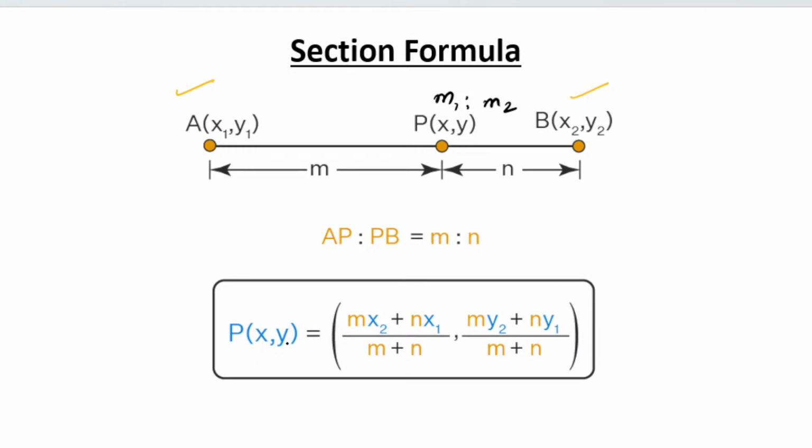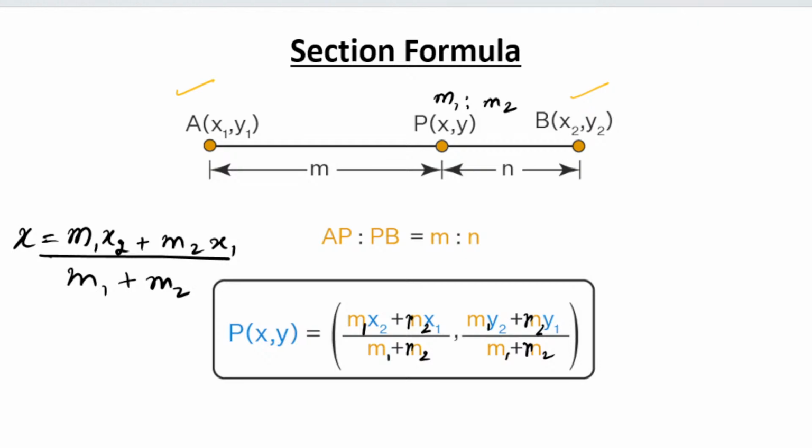So what is the section formula? The x coordinate we can find using the formula m1 x2 plus m2 x1 by m1 plus m2, and the y coordinate you can find using the formula m1 y2 plus m2 y1 by m1 plus m2. I'll just rewrite: x coordinate is m1 x2 plus m2 x1 by m1 plus m2, and y coordinate is m1 y2 plus m2 y1 by m1 plus m2.